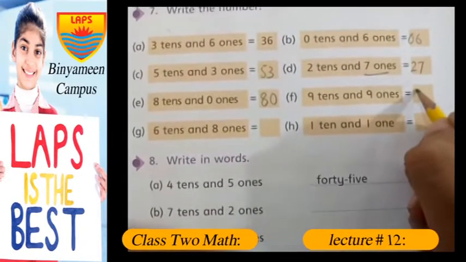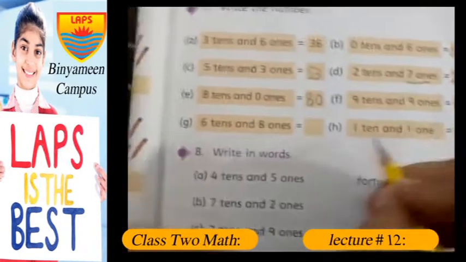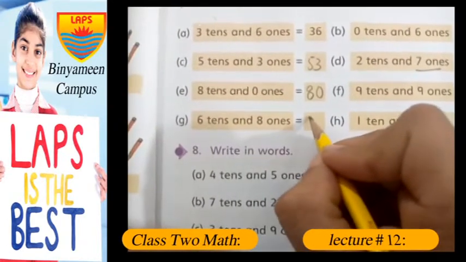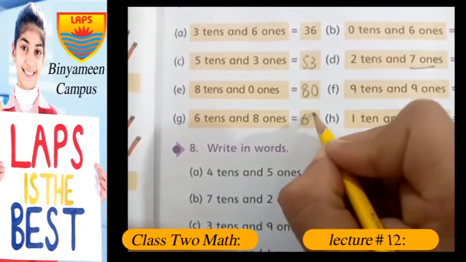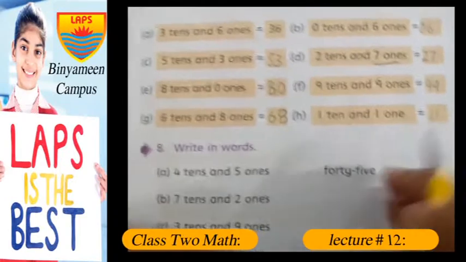9 tens and 9 ones. 9 tens make 90, and if we add 9 ones to it, it makes 99. 6 tens and 8 ones. 6 tens make 60, and 8 ones added to it makes 68. And 1 ten and 1 one makes 11.